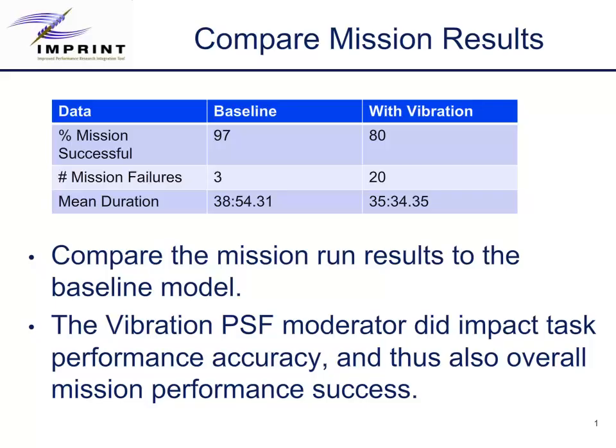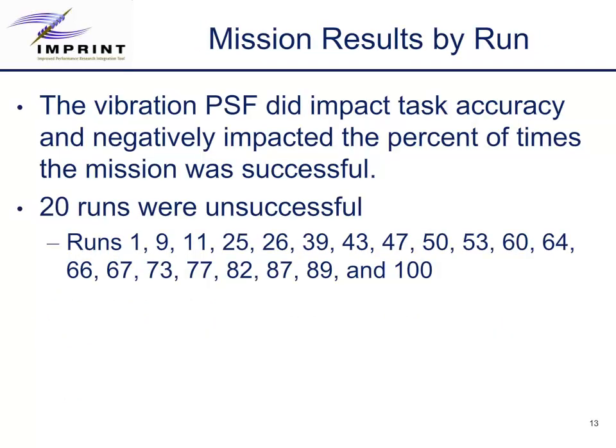If we compare the results in the mission performance report from the baseline to the moderator runs, we can see that the number of successful missions went down and the number of failures went up. In the baseline, we had 97 successful missions and 3 failures. With the vibration stressor, we had 80 successful missions and 20 failures. This is because the vibration PSF made the task accuracies lower, which in turn made the mission failures increase. The mission results by run shows you which missions failed. We can see that 20 runs were unsuccessful.